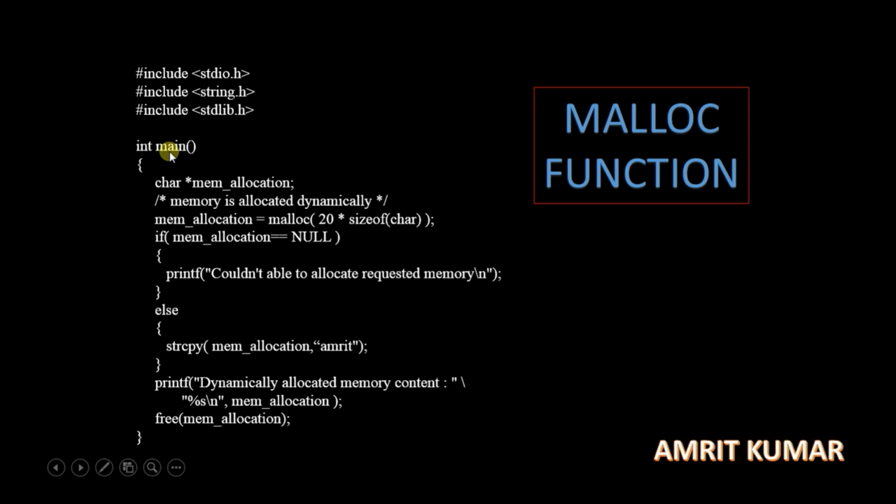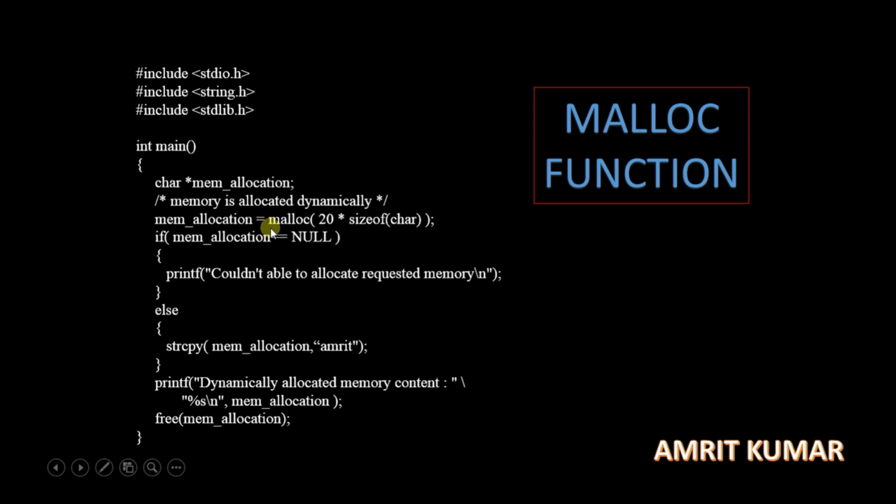After the execution of this whole program, I am opening the main function here with open curly braces, and you can see I am using a pointer, mem_allocation, that is memory allocation. This is a pointer variable of character data type whose name is mem_allocation. After the initialization of the pointer of character data type, I am going to allocate memory dynamically with the help of the malloc function.